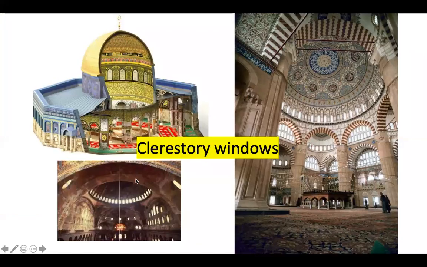All right, clerestory windows. Here they are at the bottom in the Hagia Sophia. They're also in the Dome of the Rock up here. And then this is Sinan.